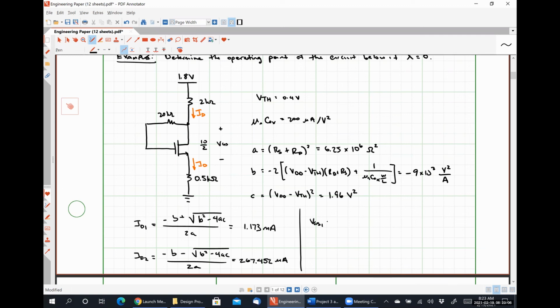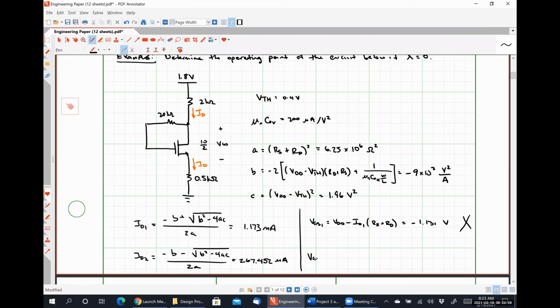I'm going to say VGS1 will be VDD minus ID1 times RS plus RD, and in doing so, I get a value of negative 1.131 volts. If VGS were negative 1.131 volts, our transistor would not be in the saturation region, it would be off. So obviously this one is the incorrect answer.